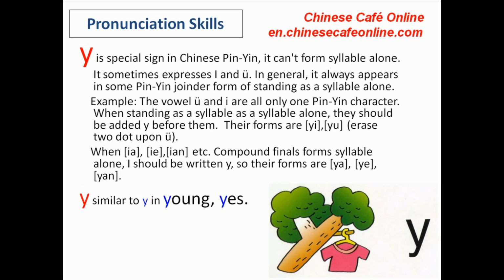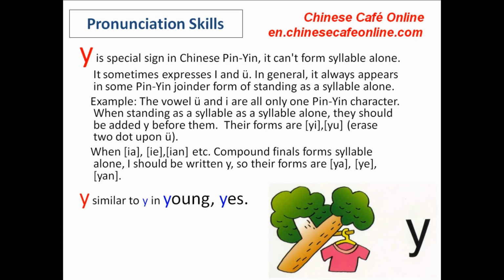The last initial, y. Y is a special sign in Chinese pinyin. It cannot form a syllable alone. It sometimes expresses i and u. In general, it always appears in some pinyin joined form instead of standing as a syllable alone. For example, the vowels i and u are each only one pinyin character. When standing as a syllable alone, they should have y added before them. Their forms are yi and wu.